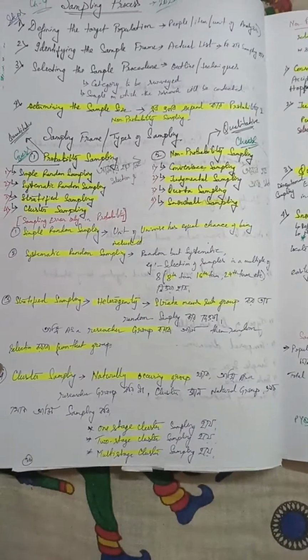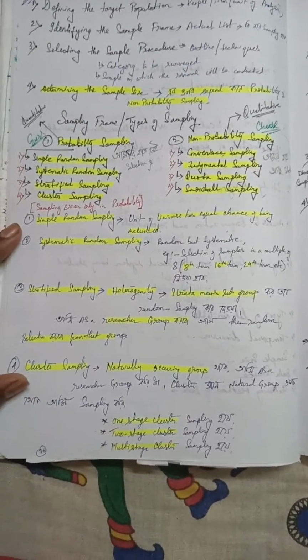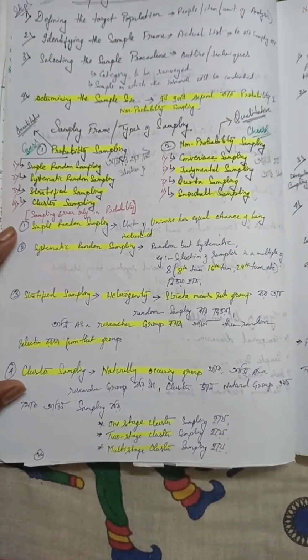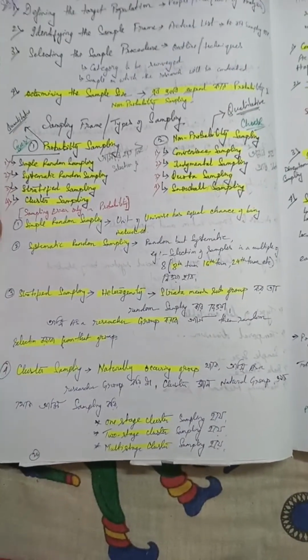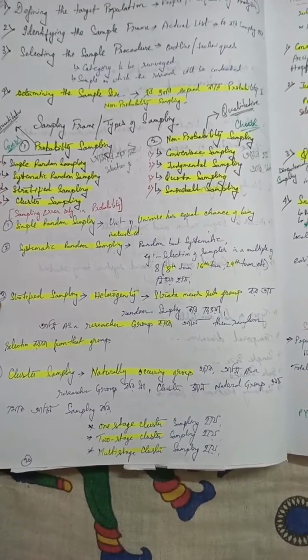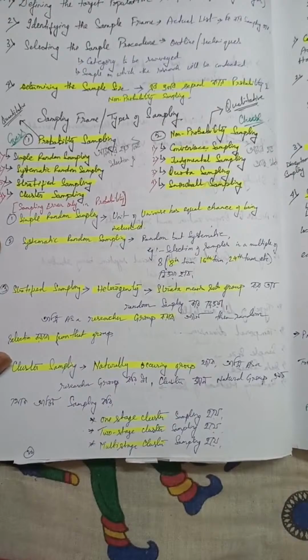So for probability sampling, it's simple. Probability sampling can be divided into four parts: simple random sample, systematic random sample, stratified, and cluster. Strata means I am creating subgroups. Cluster means naturally occurring subgroups.